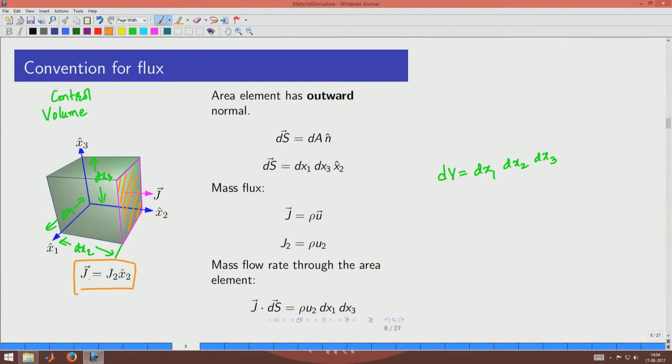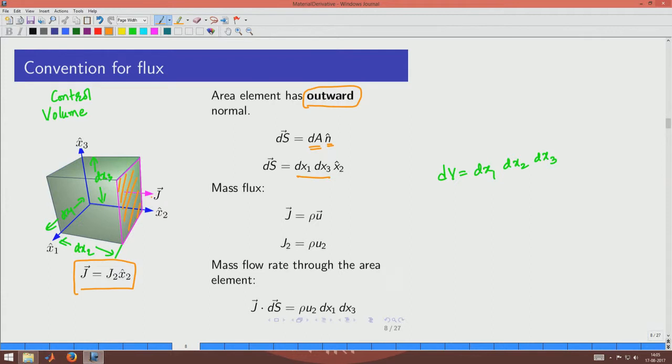Now, the phase has to be given some way to define it, and we define it by the area of the phase and the normal to the phase. So, the area of the phase is dA, which is equal to dx1 dx3, as you can see here, and the normal is defined as the outward normal. This is very important because it is going to make a difference to the derivation shortly. So, the outward normal in this case for this phase would be along the x2.